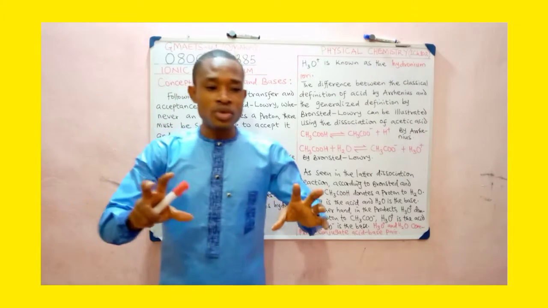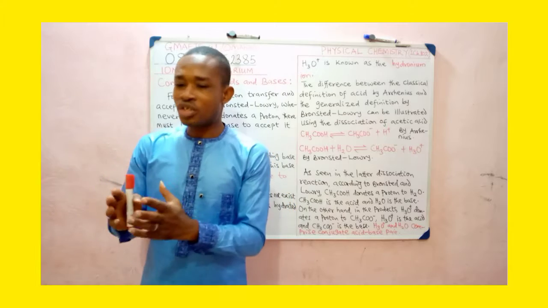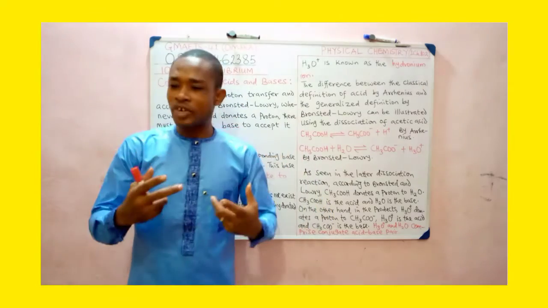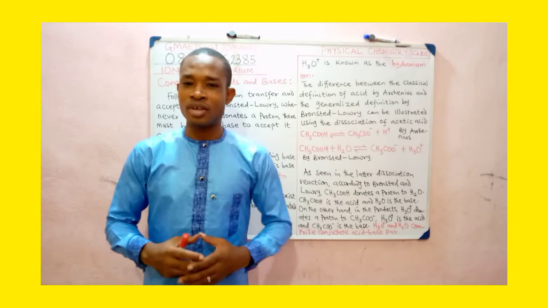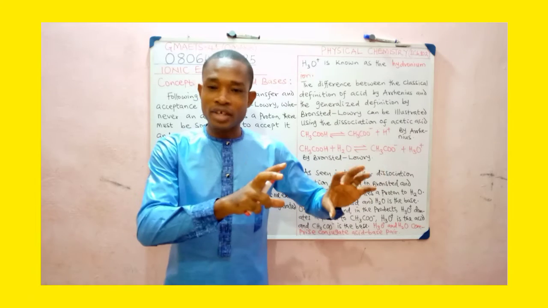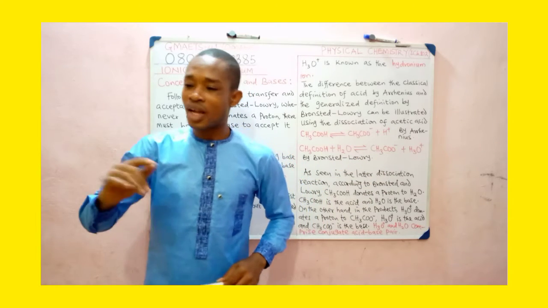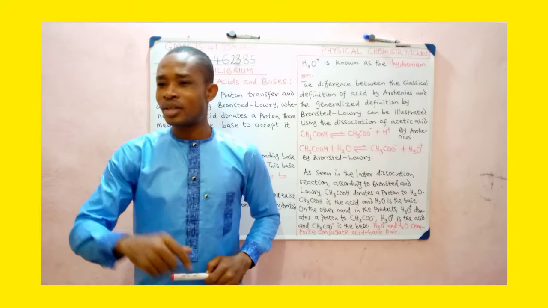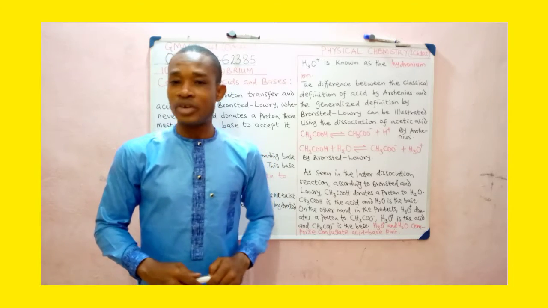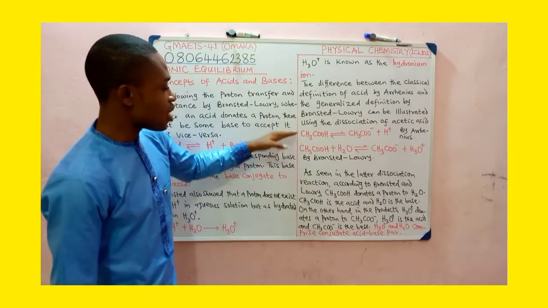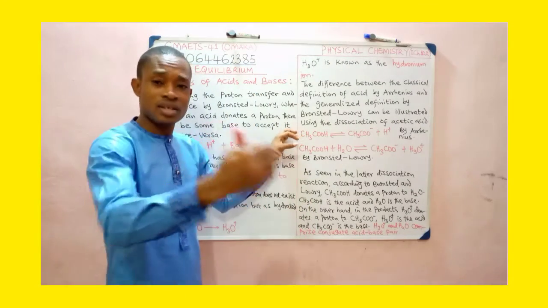Now, we want to use the dissociation of acetic acid to understand the difference between the classical definition of an acid and a base as given by Arrhenius, and the generalized definition of an acid and base as given by Bronsted and Lowry in 1927. These are two reactions on the board where acetic acid is dissociating.